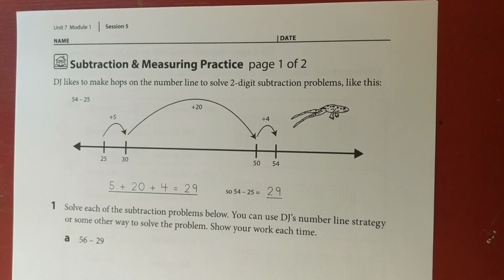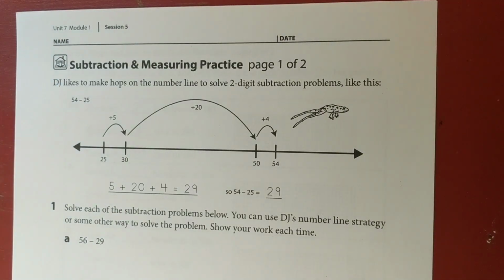I am. All right, friends, today I want to start by looking at the work page that you will be practicing after you watch this video. So this is page 155, subtraction and measuring practice, and the directions say DJ likes to make hops on the number line to solve two-digit subtraction problems. Now remember, our learning goal for today is about solving two-digit subtraction problems on a number line. So let's go ahead and take a look at what DJ the frog did.